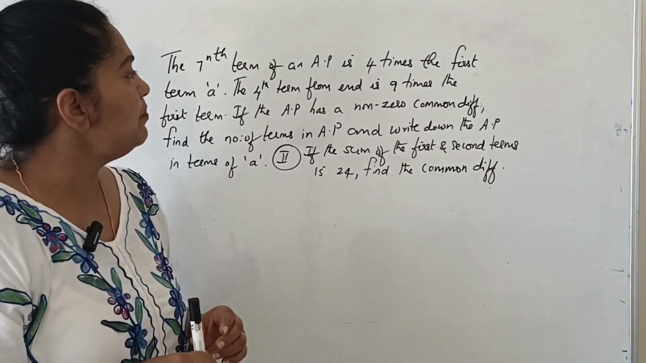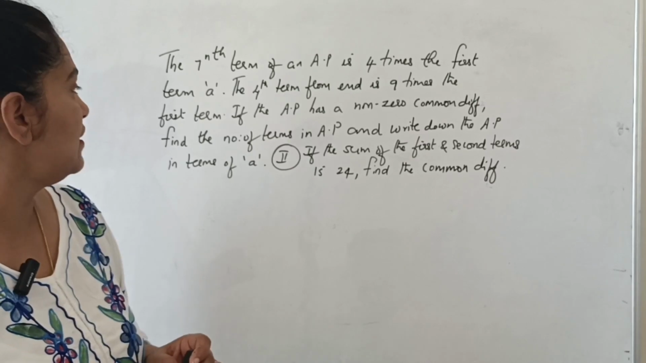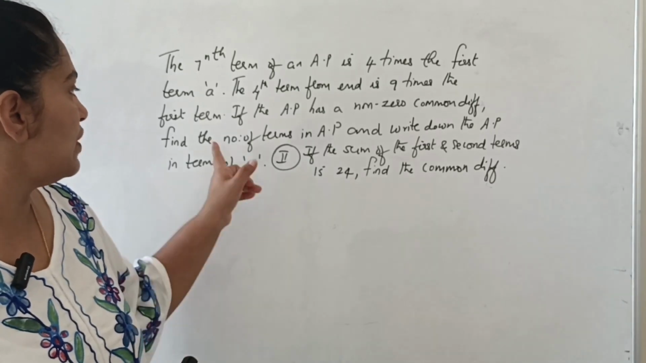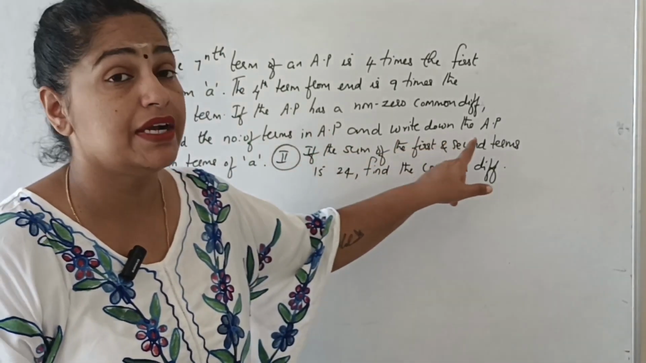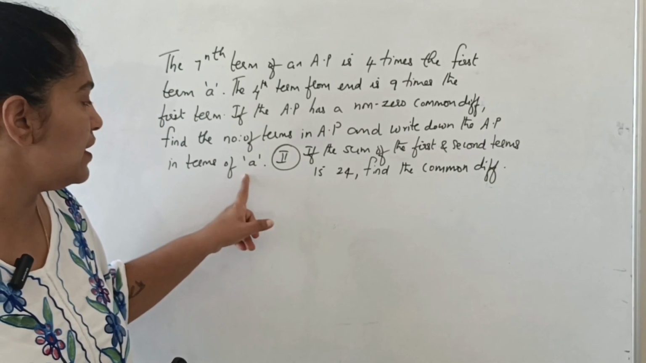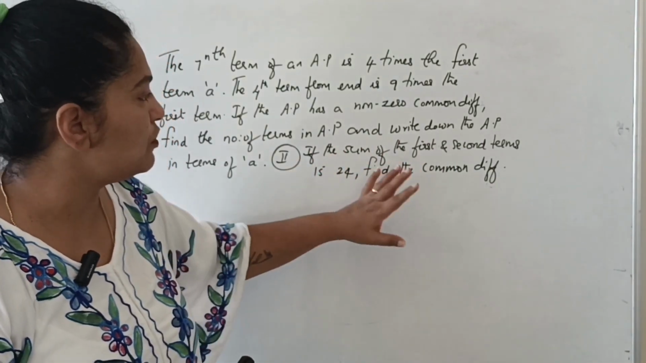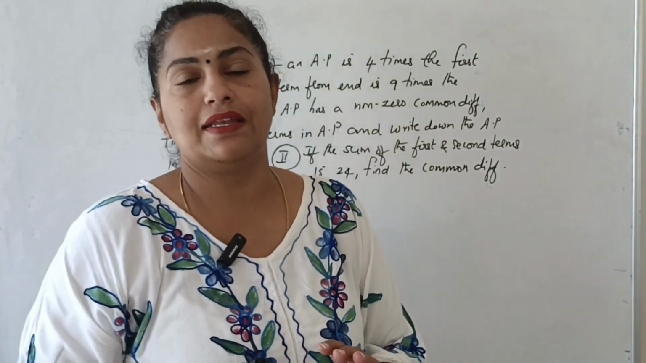The seventh term of an AP is 4 times the first term a. The fourth term from the end is 9 times the first term. If the AP has a non-zero common difference, find the number of terms in the arithmetic progression, the AP, and write down the AP in terms of a. Now the second part is, if the sum of the first and the second terms is 24, find the common difference. So the sum is divided into two parts, a slightly lengthy sum.